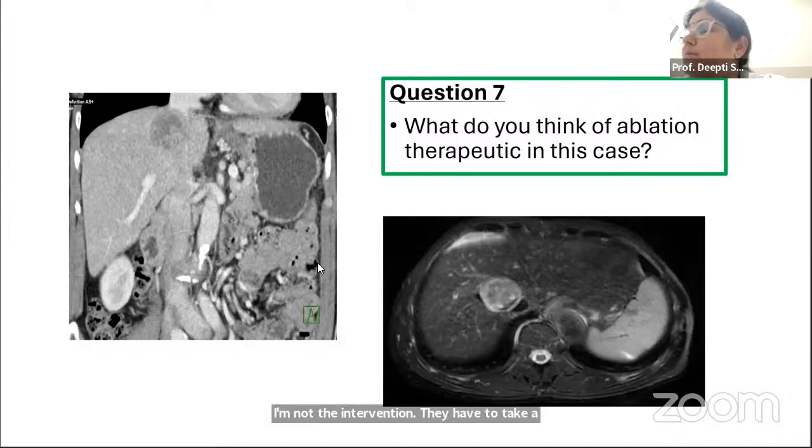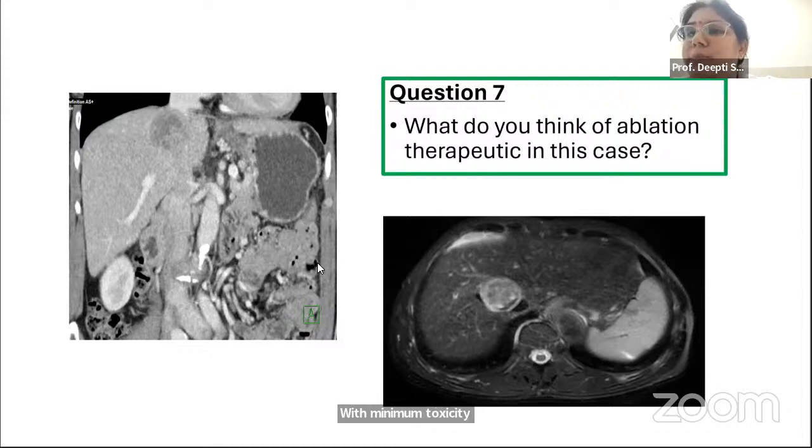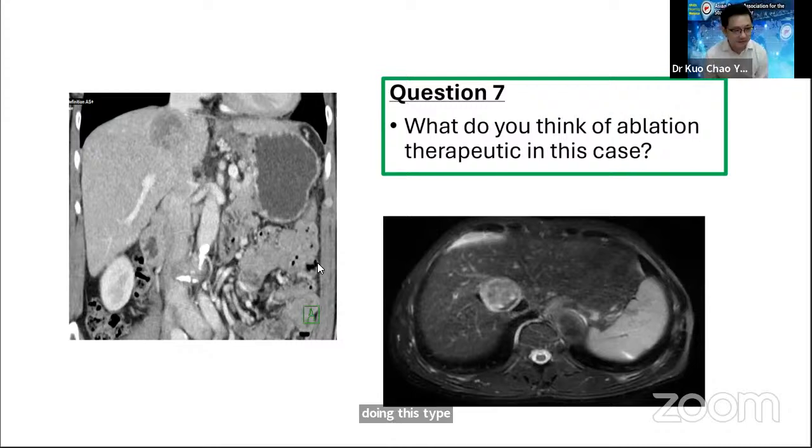For the purpose of radiation therapy, yes, it can be taken care of with proton therapy or photon therapy as well, because the tumor size is very small. So one can target the tumor with a dose of about 40 to 50 gray in 5 fractions with minimum toxicity. Okay. Thank you very much. I'm a radiation oncologist at ILBS. So we are doing this type of treatment day in and day out. Okay, thank you very much.